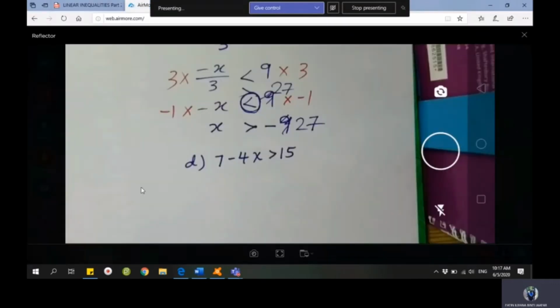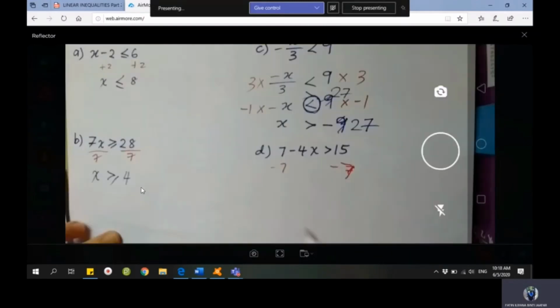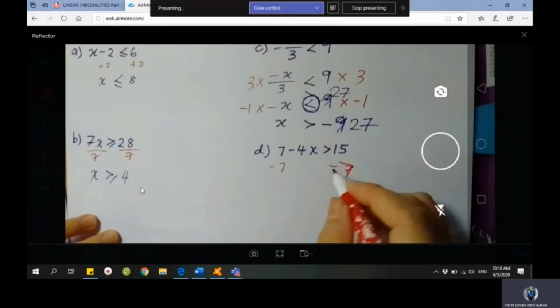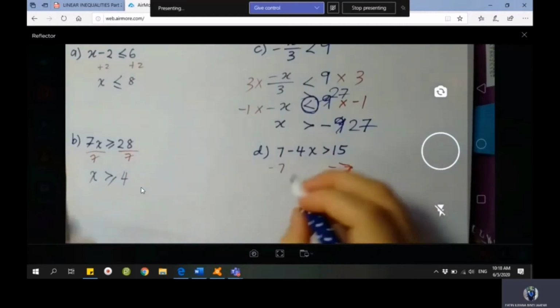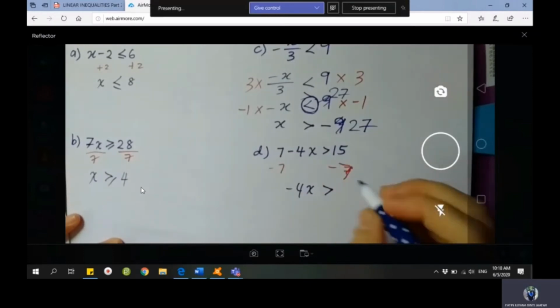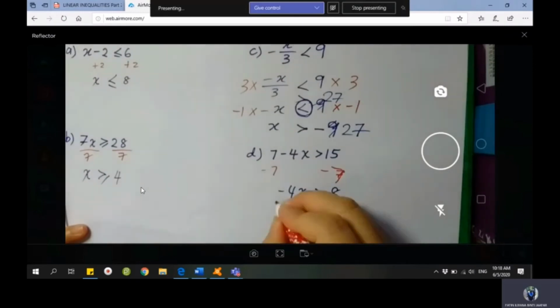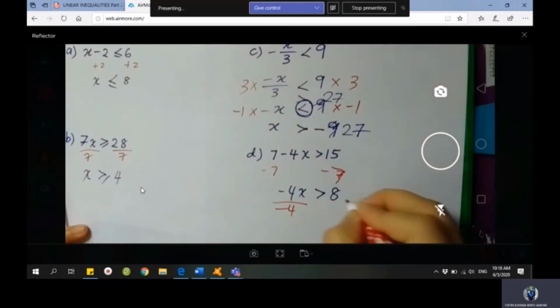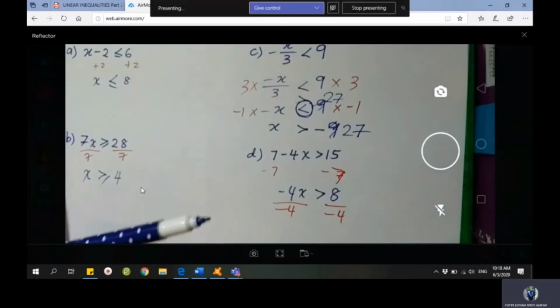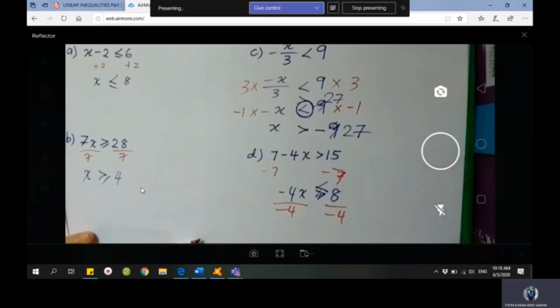Okay. So next, for D, 7 minus 4x, so we have to get rid 7, minus 7, minus 7, and then we will get negative 4x more than 15 minus 7, 8. Okay. And then we want to get rid negative 4, so we have to divide with negative 4. Okay. So bila divide dengan negative number, sign yang ni akan tukar. So this one akan ditukar ke sana. So we will get x 8 divided by negative 4, negative 2.